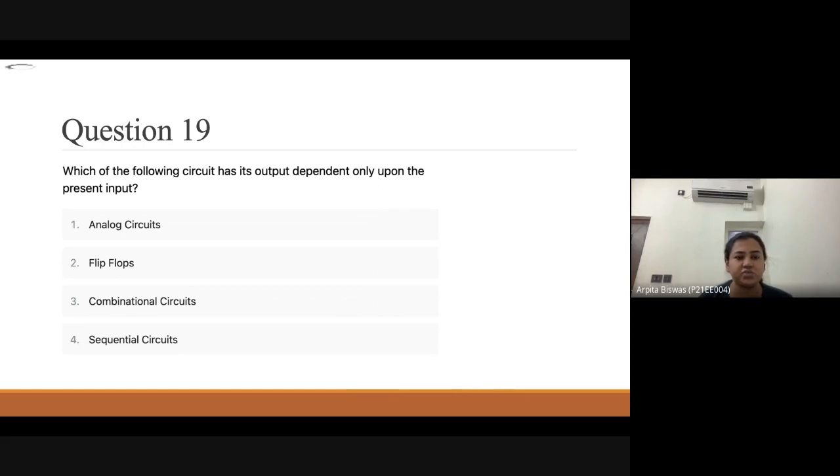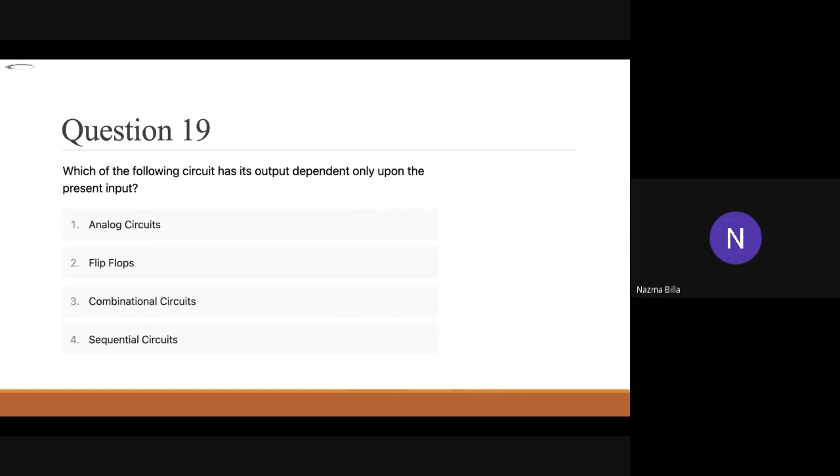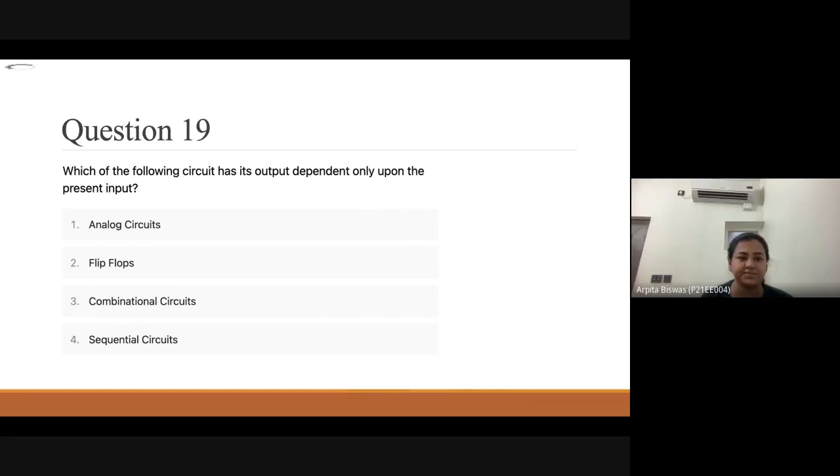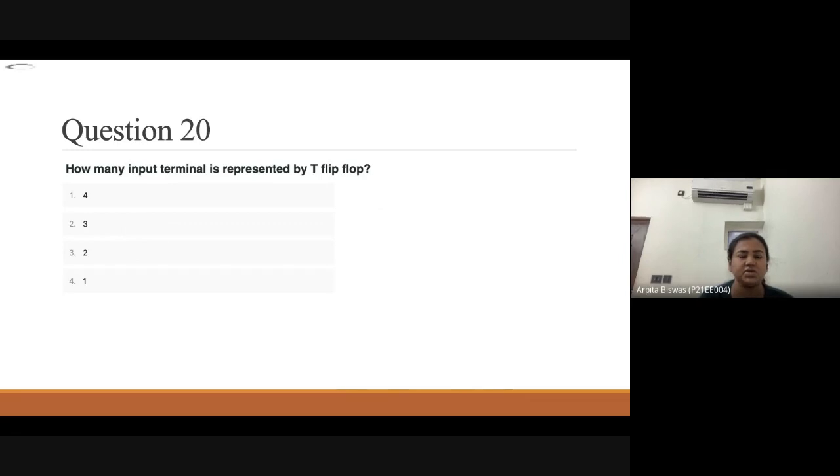So the next question is which of the following circuits has its output dependent only upon the present input? So which option is the right answer? Combinational circuits. Yes. So next question is how many input terminals are represented by T flip-flop? One input. Yes.